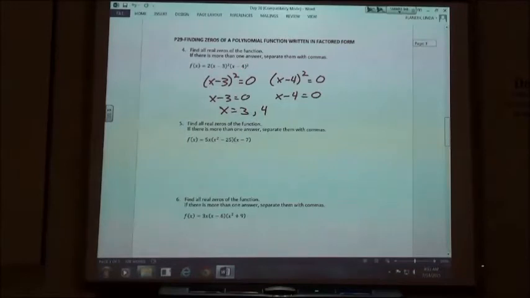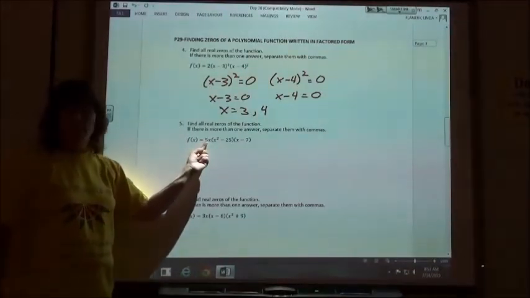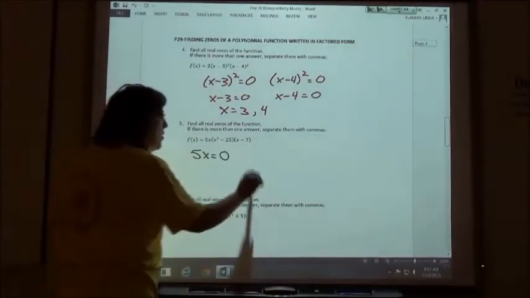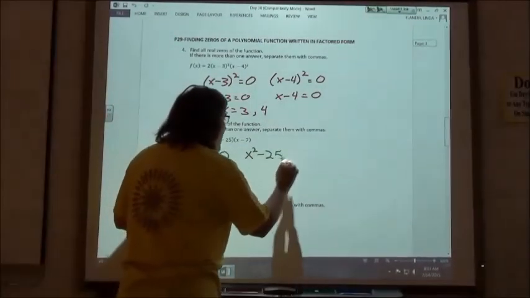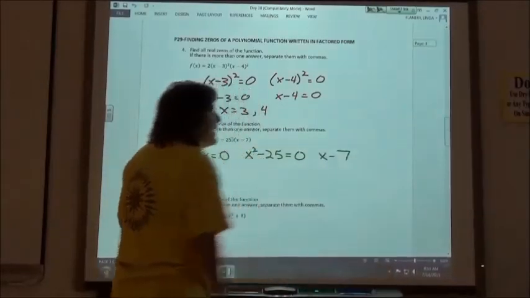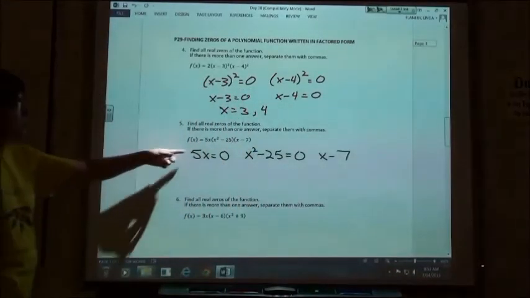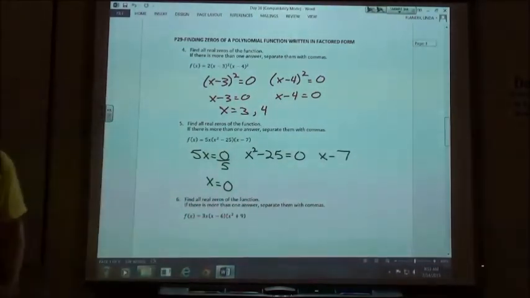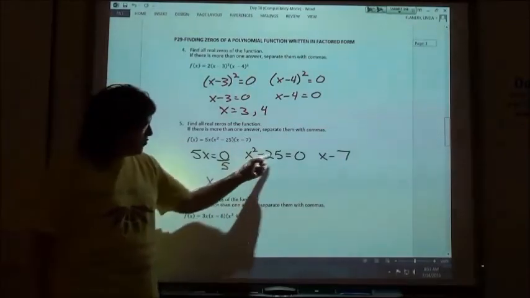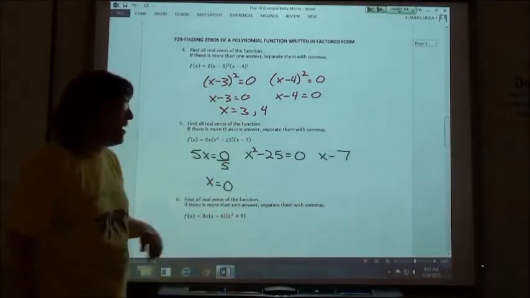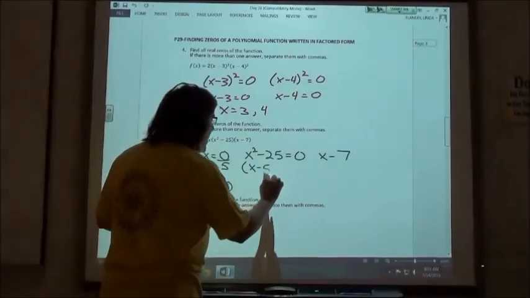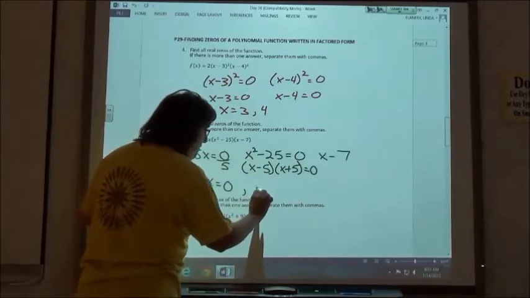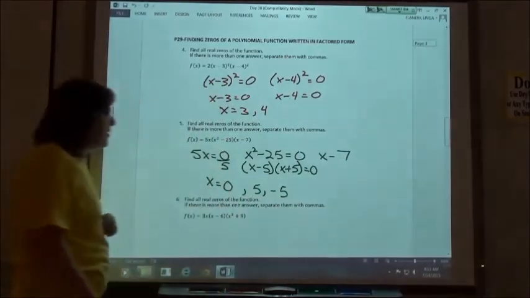So number 5, now on this one, you do have a variable with the 5, so I do set that equal to 0. 5x could equal 0, x squared minus 25 could equal 0, or x minus 7 would equal 0. So solving the first one, 0 divided by 5 is just 0. The second one, we have a quadratic expression, so we'd have to factor that one out. X minus 5 and x plus 5. And so we'd end up getting a 5 or a negative 5 with that one.